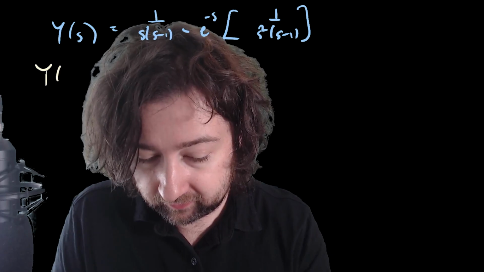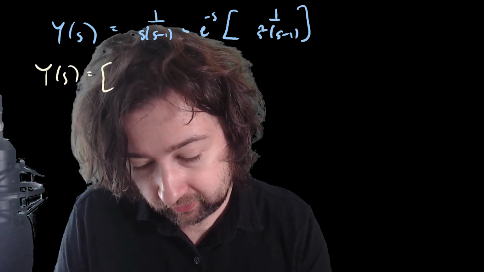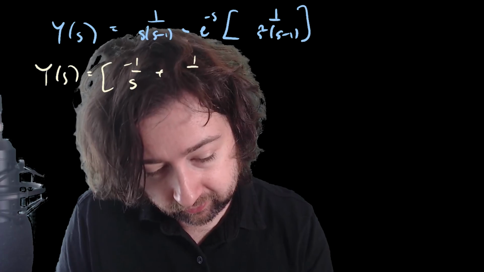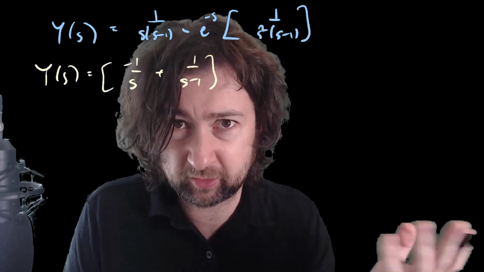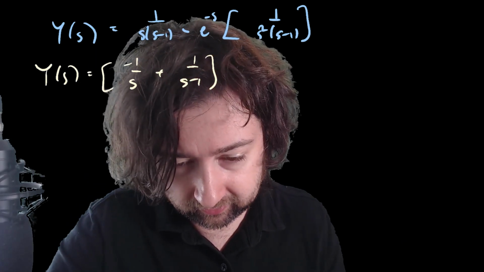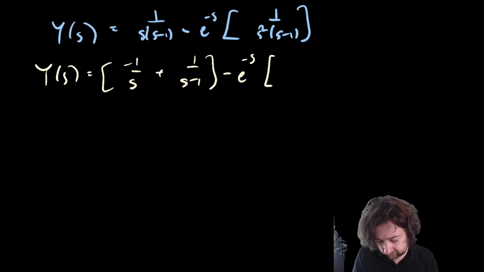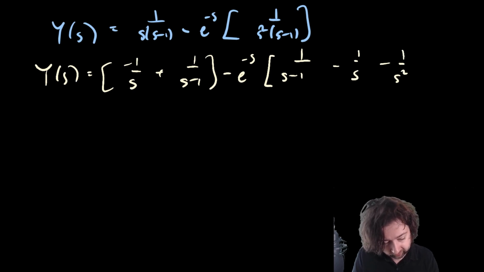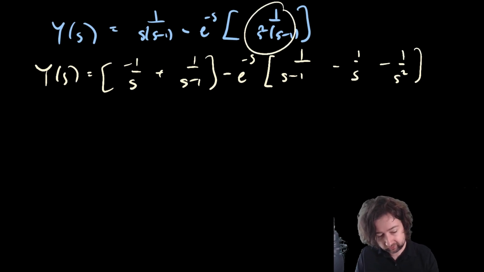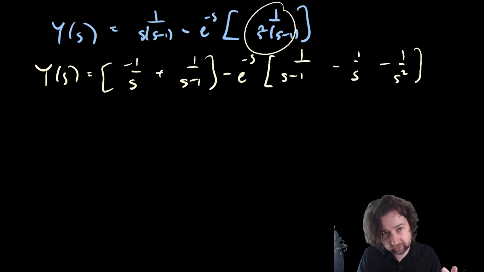You're going to get that Y of s is equal to minus 1 over s plus 1 over s minus 1. That's an easy partial fraction. And then you're also going to get this e to the minus s floating around, and it's going to be multiplied by this pile of things: 1 over s minus 1, minus 1 over s, minus 1 over s squared. After you split this up, it breaks into 3 pieces because there's a repeated power of s, which is why you get the s and the s squared, and then the s minus 1 also gets a term. So you can solve that using your favorite method for partial fractions.